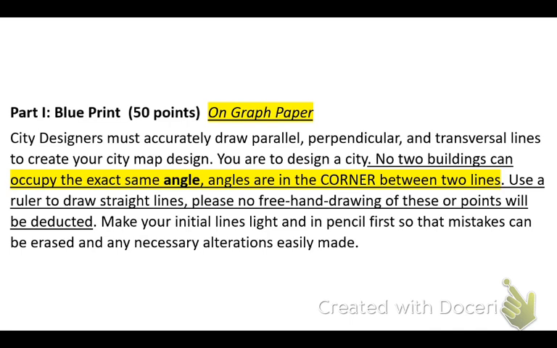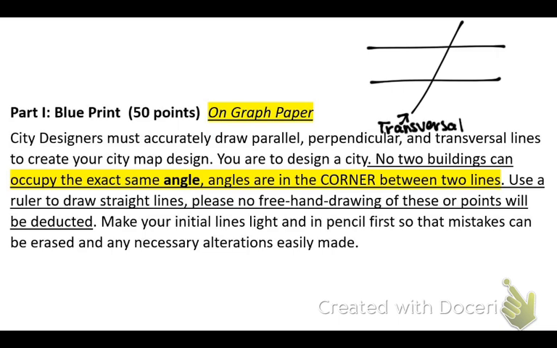So here is what is required of you on your blueprint. City designers must accurately draw parallel, perpendicular, and transversal lines to create your city map. You are to design a city. You're required a certain amount of lines, and we'll get to that in a minute. But we've seen transversals that look like this, yes? Yes, okay, this is like the basic transversal. This line is a transversal.